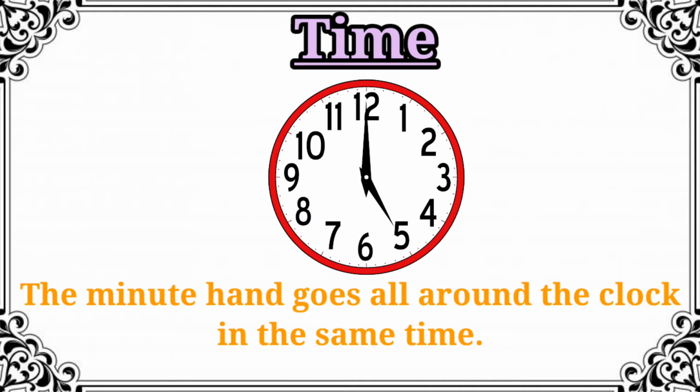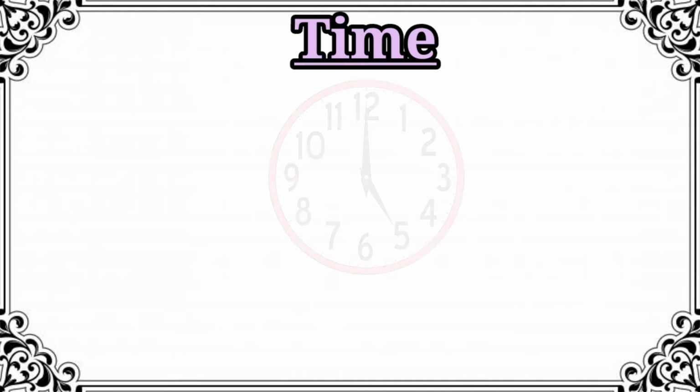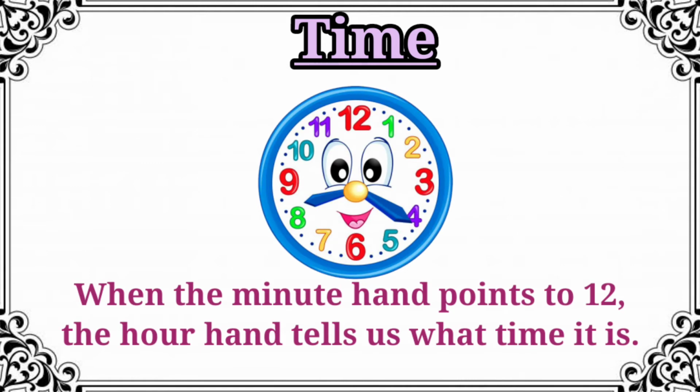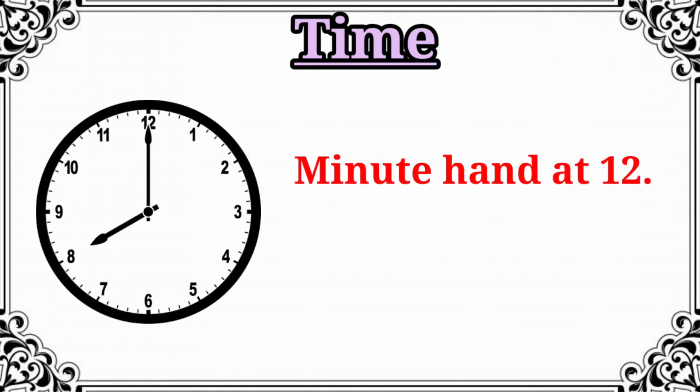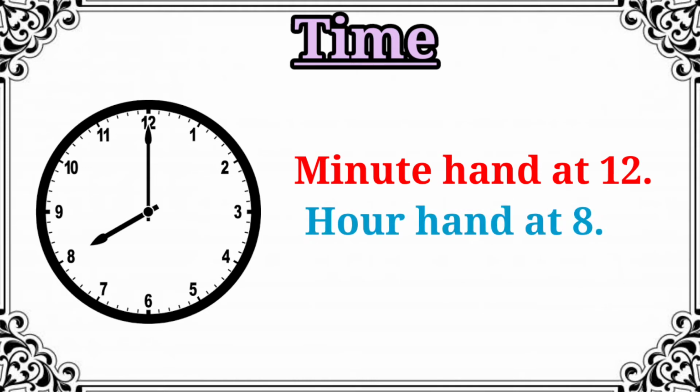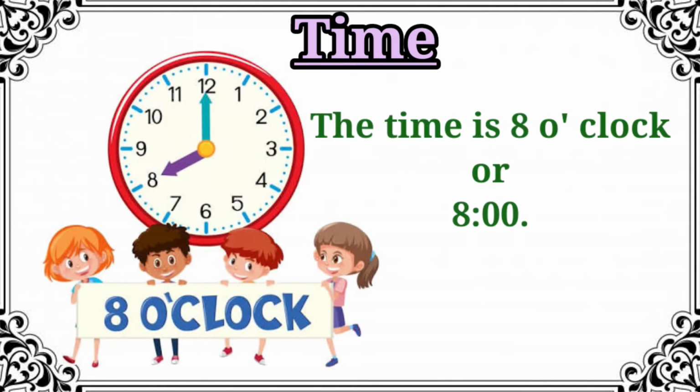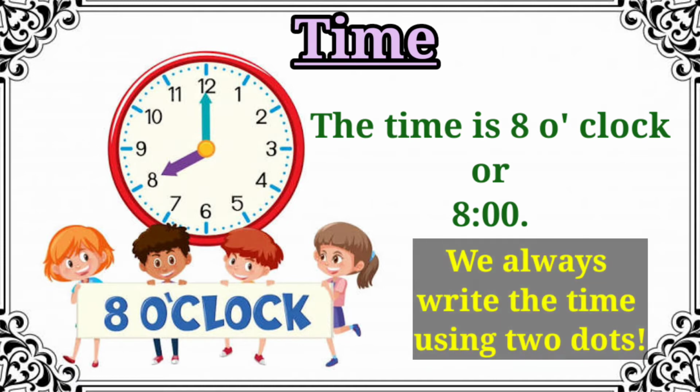Now we are going to see the reading time. When the minute hand points at 12, the hour hand tells us what time it is. Okay, the first example is minute hand at 12 and hour hand at 8. So, what time is it? The time is 8 o'clock. We always write the time using 2 dots.